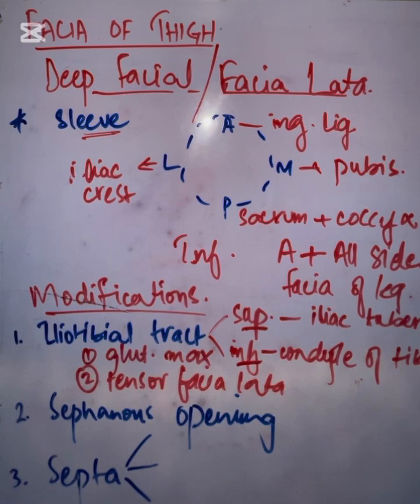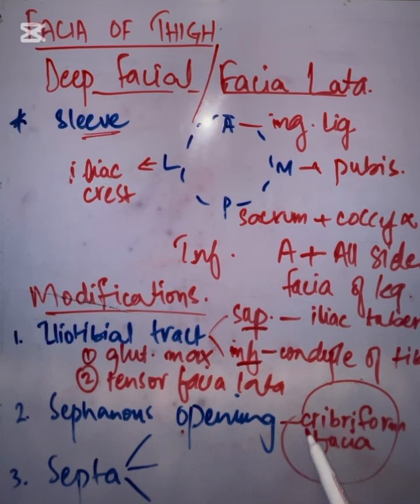Then we have the saphenous opening. As I've mentioned earlier, the saphenous opening is an opening in the fascia lata which is covered with cribriform fascia. And this is the very opening which is pierced by the great saphenous vein. The great saphenous vein pierces the cribriform fascia and enters the saphenous opening and finally drains into the femoral vein. This is that very opening, the saphenous opening. This is one of the modifications of the deep fascia of the thigh or the fascia lata.